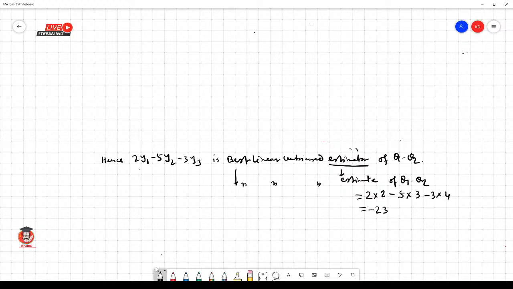Next theorem. Let lambda 1 curl prime theta curl, lambda 2 curl prime theta curl, up to lambda k curl prime theta curl be k estimable parametric functions. Then their linear combination is also an estimable parametric function.